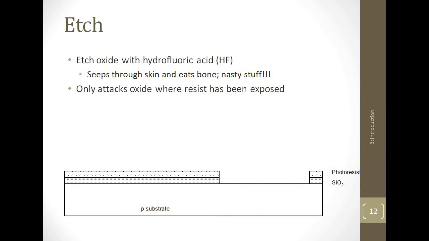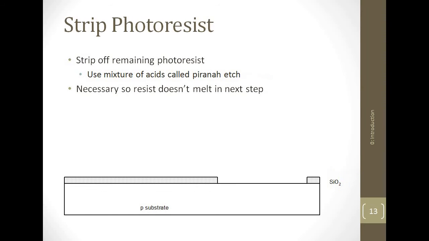Next step is etching. Etch oxide with hydrofluoric acid, which seeps through skin and eats bone. So here it takes out all the nasty stuff. It only attacks oxide where the resist has been exposed. Next step is to strip the photoresist. Stripping off the remaining photoresist layer. Use a mixture of acid called Piranha. It is necessary so that the resist doesn't melt in the next step.